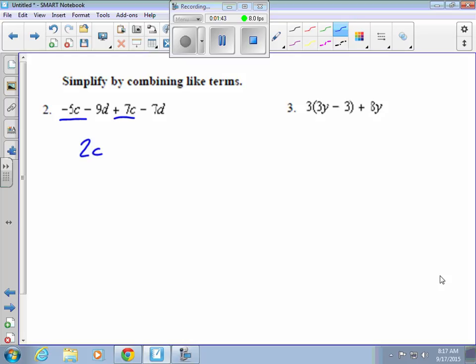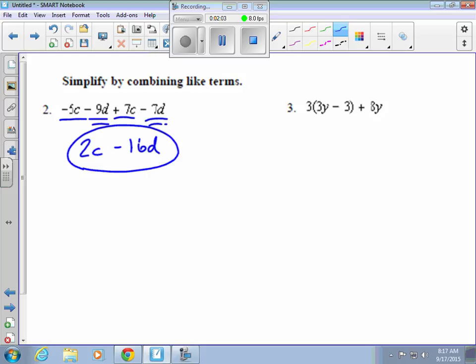So like this next one, negative 9d and negative 7d. Negative 9 minus 7 is negative 16d. Opposite signs, you subtract the absolute values and you keep the larger sign. Same sign, you add the absolute values and keep the common sign.